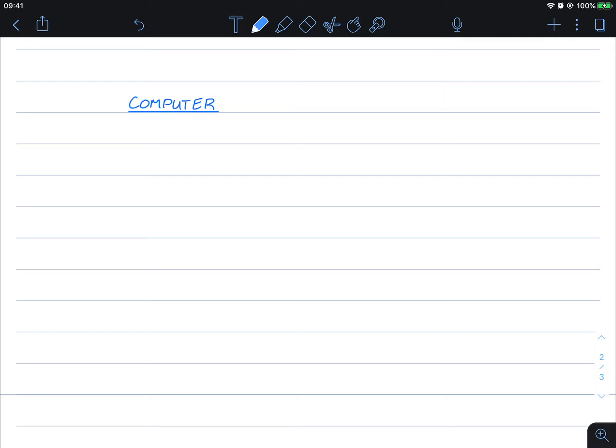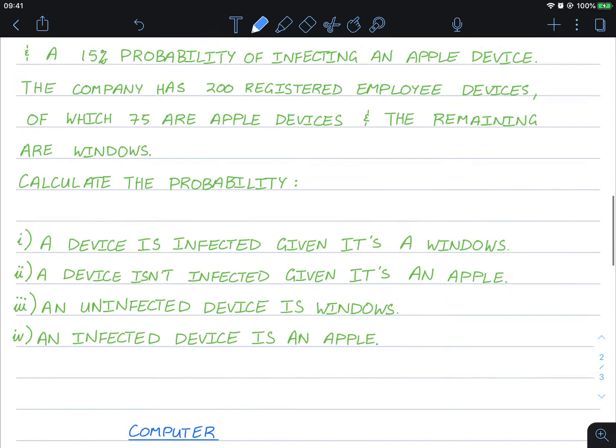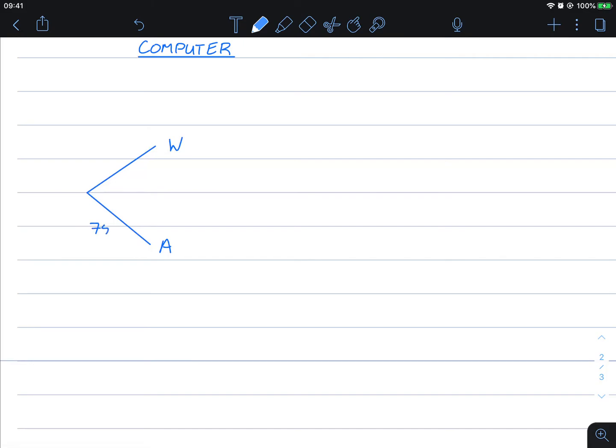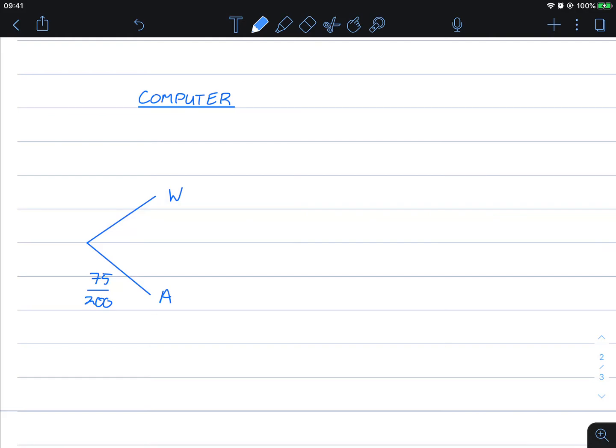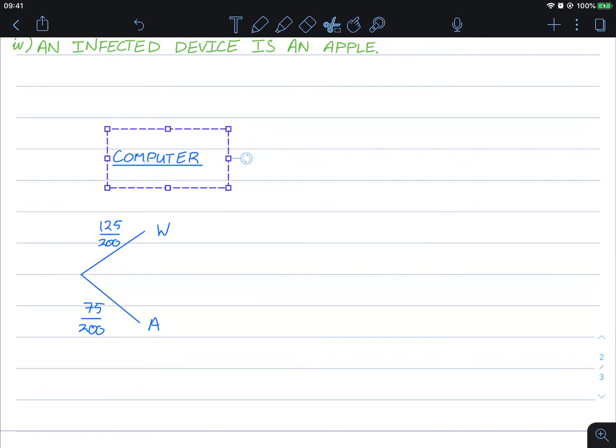The computer could either be Windows or Apple. It's said that Apple, there were 75 out of the 200. So there are 200 registered devices, 75 are Apple, so it's 75 out of 200. It also stated that the remaining amounts were Windows. That's 125 out of 200. So that's the first stage of picking a computer.